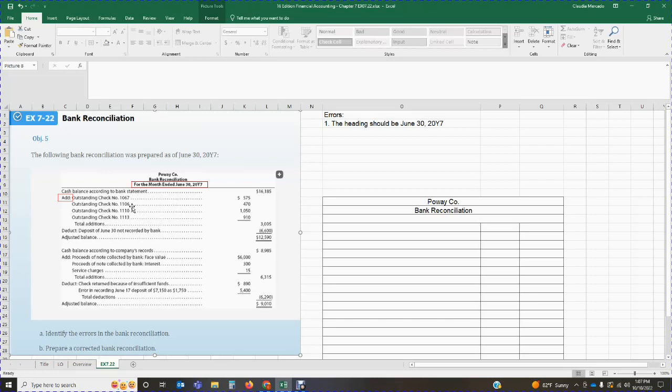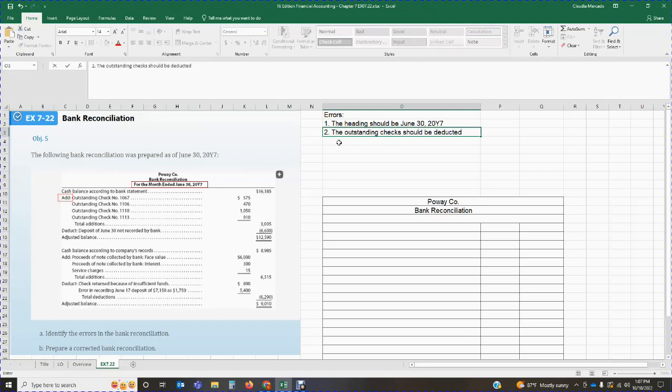I have 4 outstanding checks. If those 4 checks were to clear the bank, would that increase or decrease my cash balance? If a check clears your bank, that would decrease your balance. That means we would need to deduct those 4 checks that are pending to clear. So the outstanding checks should be deducted instead of added. So error number 2, it says here to add. No, we're not adding. Whenever we have outstanding checks, we need to deduct them from the bank balance. So all of these need to be deducted. We need to change that to a deduct.